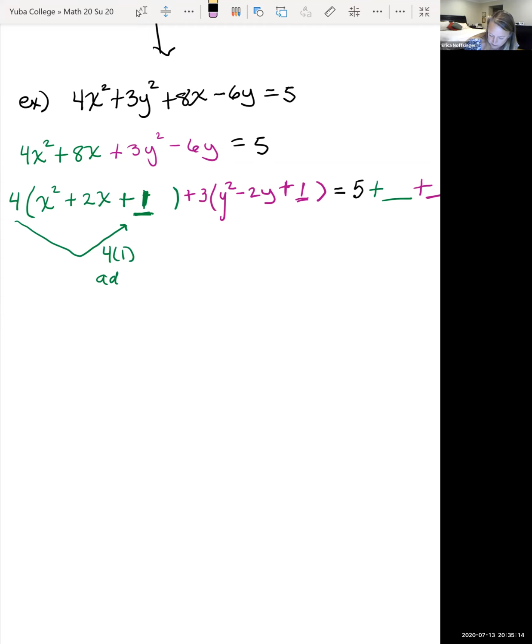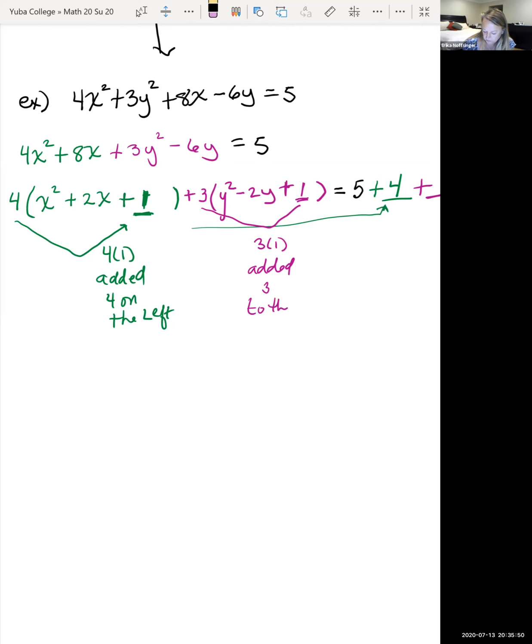So we added 4 on this side, so we have to add 4 on this side. And so same sort of idea. Inside, we'd technically be distributing this 3 to drop this parentheses. So we really didn't add 1 on this side of the equal sign. We added 3 times 1. So we added 3. So if we add 3 to this side, then we have to add 3 to the other side.